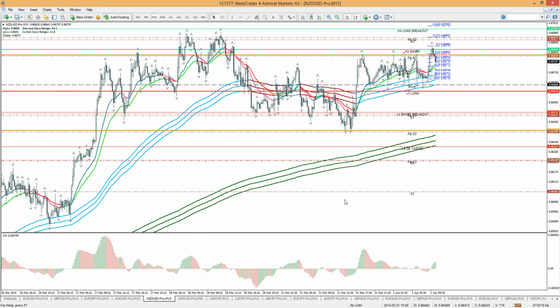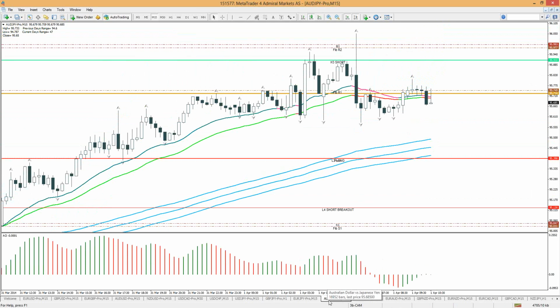The Kiwi is the only one, though, that has broken the daily high. Doesn't necessarily mean that it's the only trade that we must take today, because there will be a lot of things developing throughout the day, so it doesn't have to be this one necessarily. The other one was the odd yen, I believe.